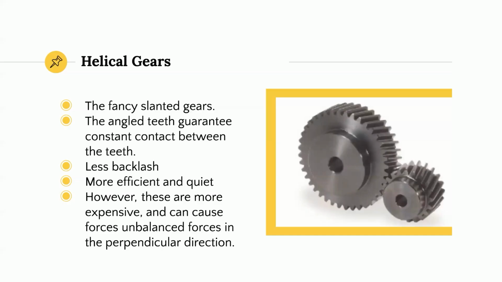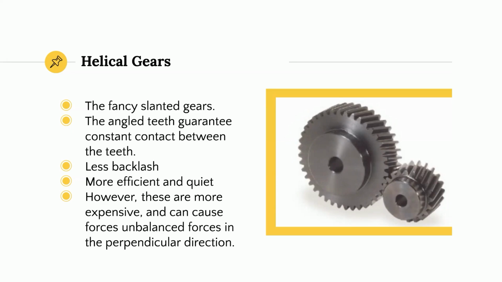Helical gears. The fancy slanted gears. The angled teeth guarantee constant contact between the teeth. So in this case, these gears have less backlash. They're also more efficient and quiet. However, these are more expensive and can cause unbalanced forces in the perpendicular direction.